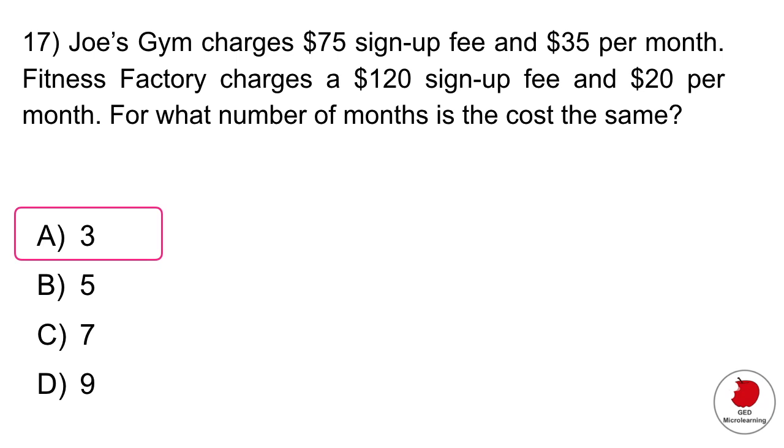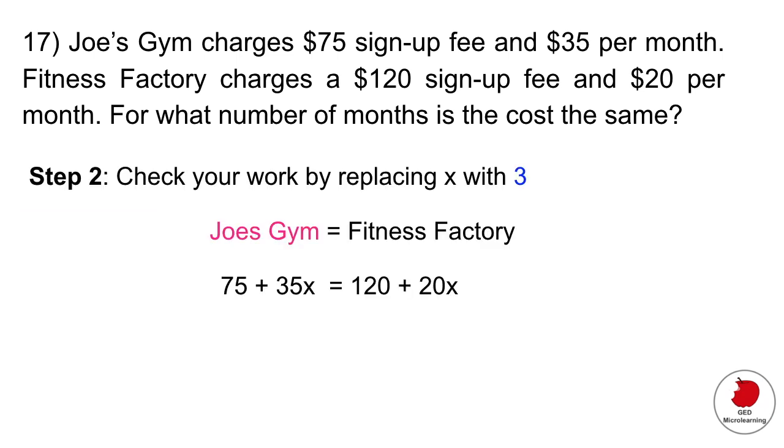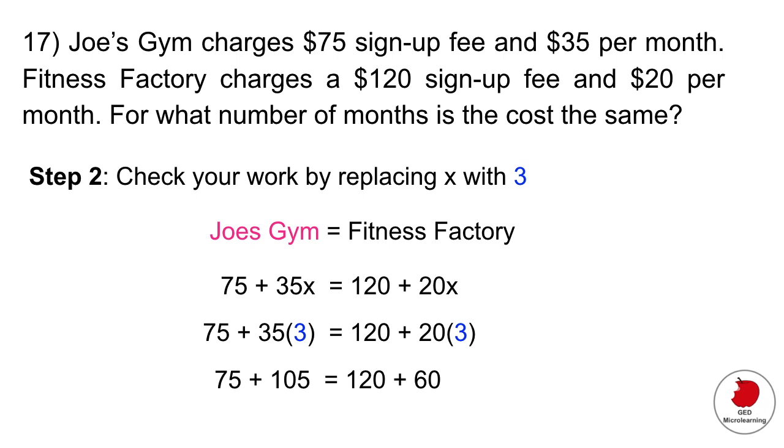Okay, and it's always a good idea to check your work. So how do you check your work? Well, we go back to our equation, and wherever we have an X, we're going to replace it with that 3. So on the left side, we would say $75 plus 35X. We would replace that X by 3. And we would do that same thing on the right side. Instead of 20X, 20 multiplied by 3. So if you solve those equations, you end up with 180 is equal to 180, okay? So this is correct.